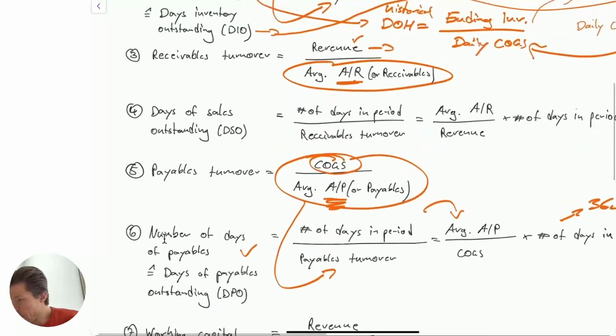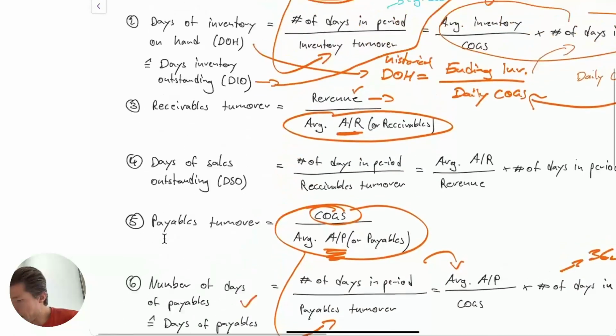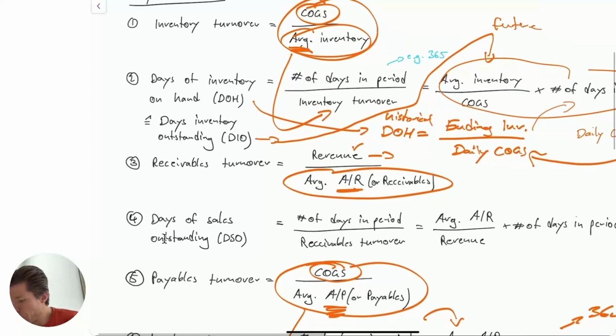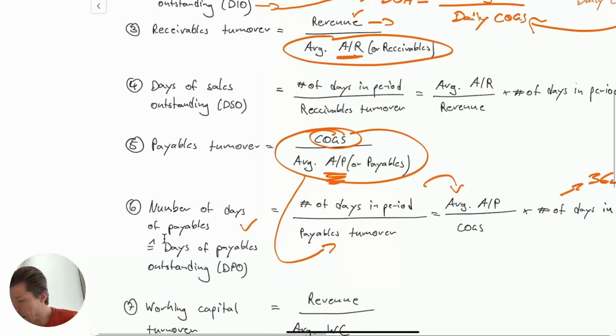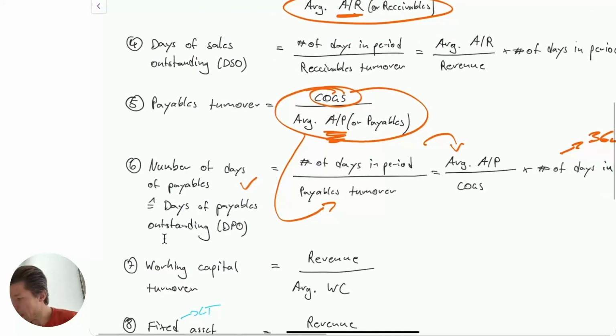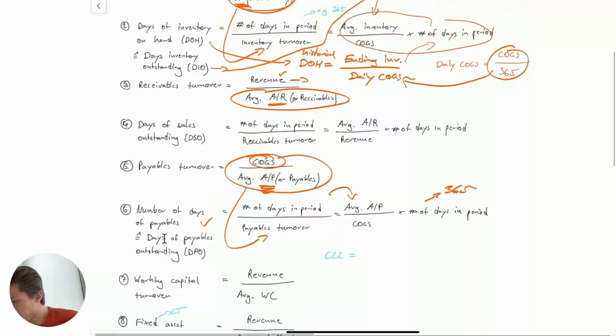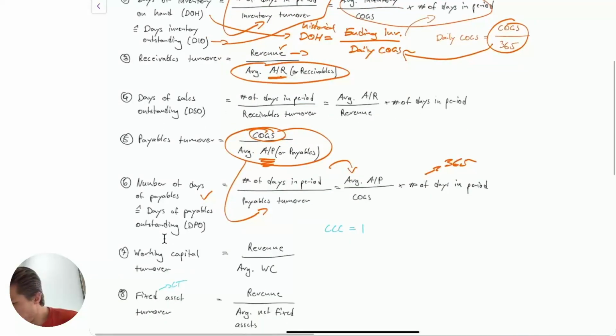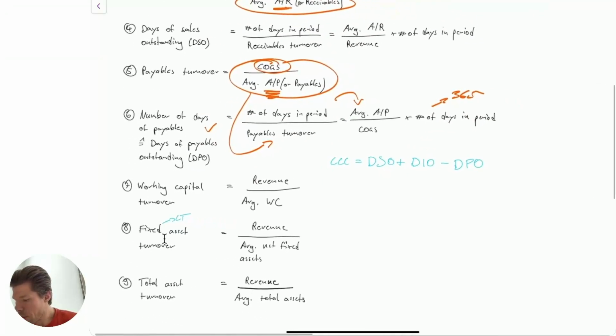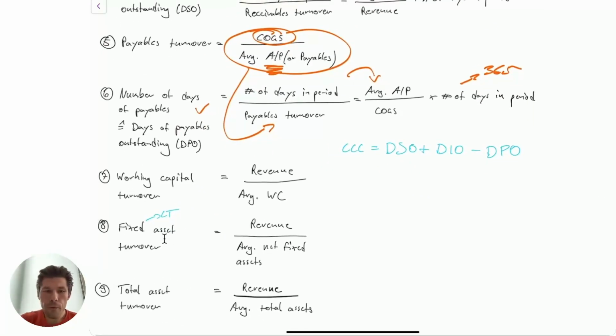Number 3, we had another video on those. Basically, number 2, number 4, and number 6 is your cash conversion cycle. I made another video on this, which is cash conversion cycle, DSO plus DIO minus DPO. That's how you do your cash conversion cycle, just to close the loop. And then we have 3 other formulas.